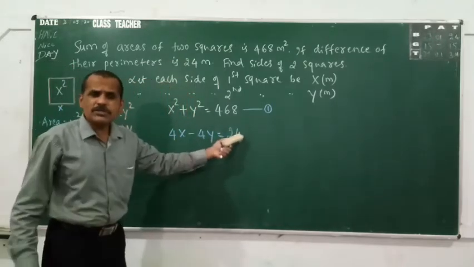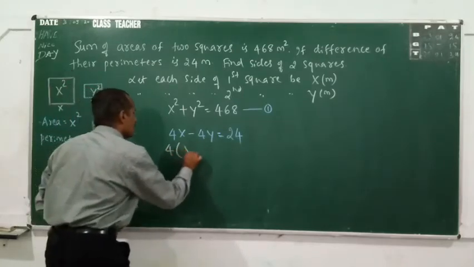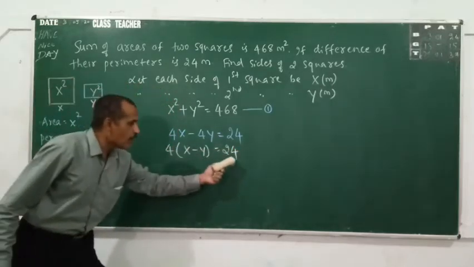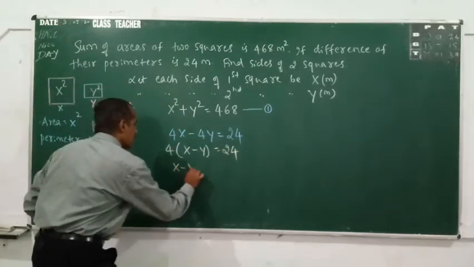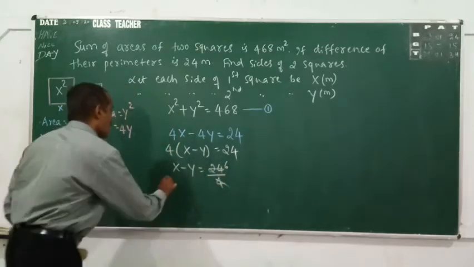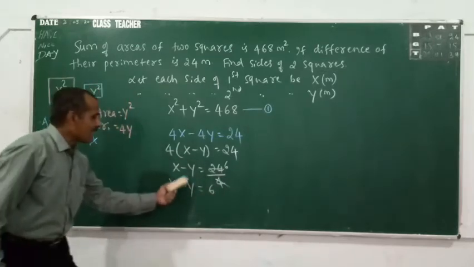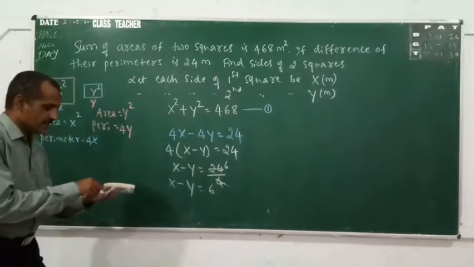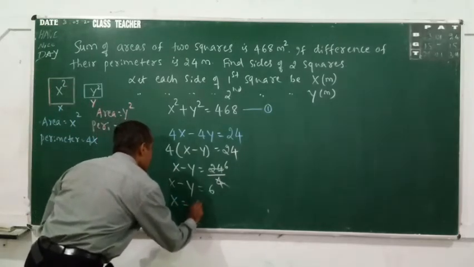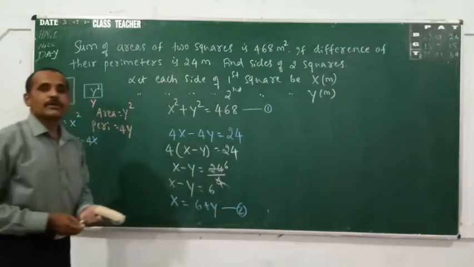I will not call it equation number 2. What will I do? I will take 4 as common. x minus y is equal to 24, and this 4 will go to the denominator of the RHS. x minus y is equal to 24 by 4. 4 sixes are 24. x minus y is equal to 6. I will transfer this minus y to the RHS and I will get x is equal to 6 plus y. This I will call equation number 2.